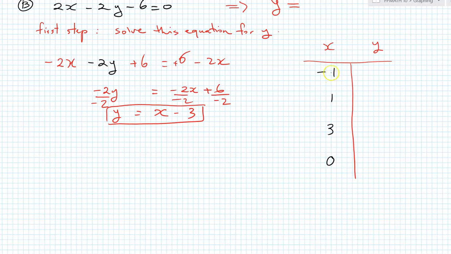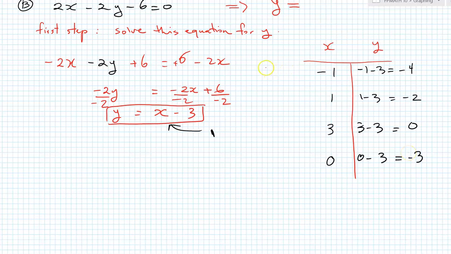So if x is minus 1, that would be minus 1 minus 3, so y is minus 4. X equals 1, plug in 1 here, right? 1 for x, that would be 1 minus 3, that will give us minus 2. And 3 minus 3, that will give us 0, and then 0 minus 3, that will give us minus 3. The coordinates for each one of these will end up being negative 1, negative 4; 1, minus 2; 3, 0; 0, minus 3.